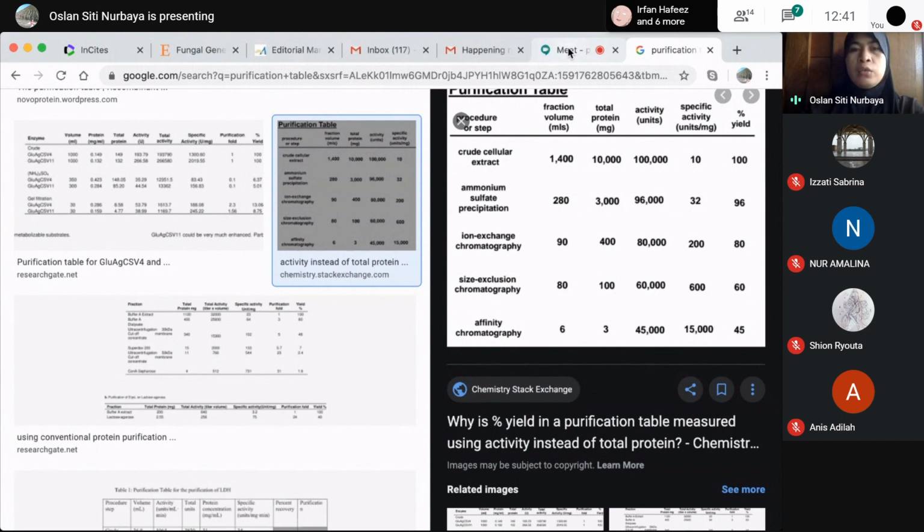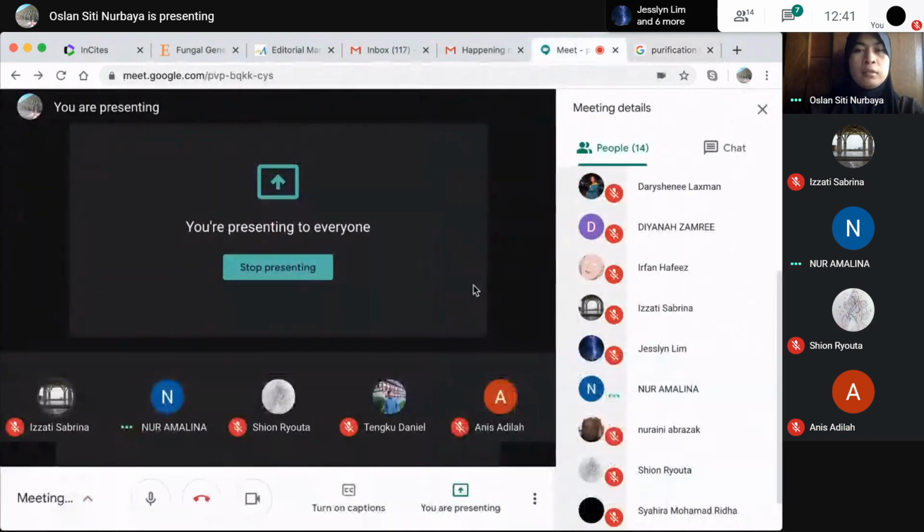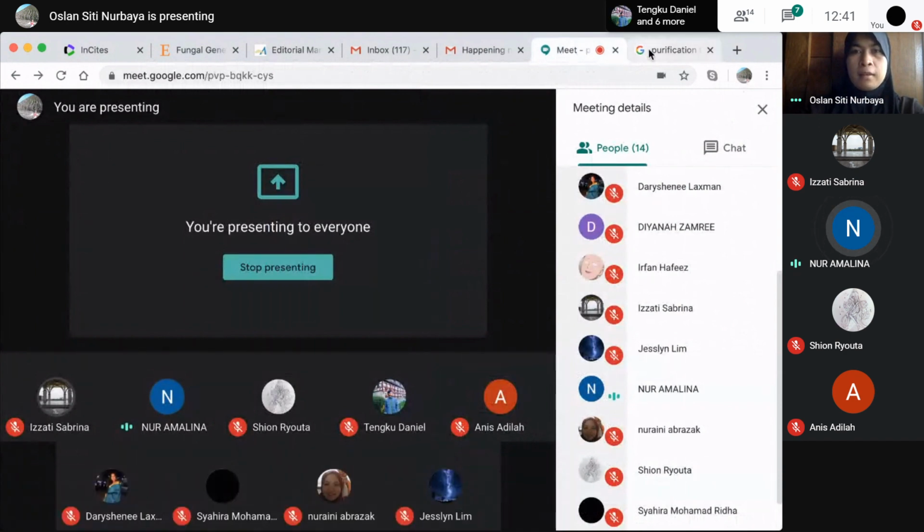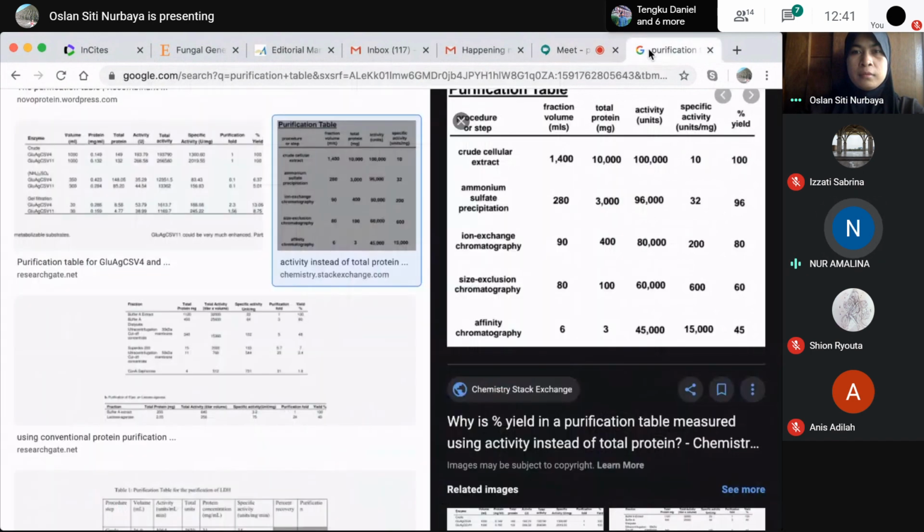Okay. Any question for that side? Doctor, just now you said that if the protein has been degraded, we will restart from crude, right? So how will we detect that the protein has been degraded? From the activity, from the assay. Yeah, activity.